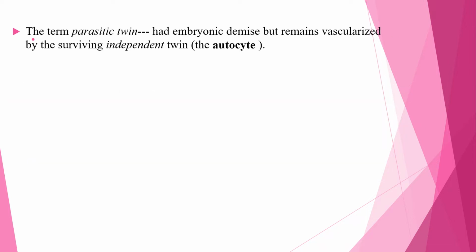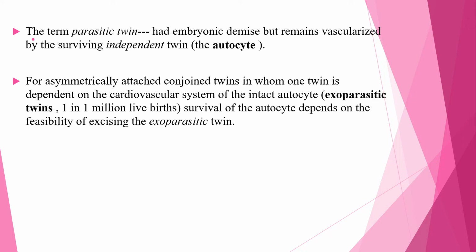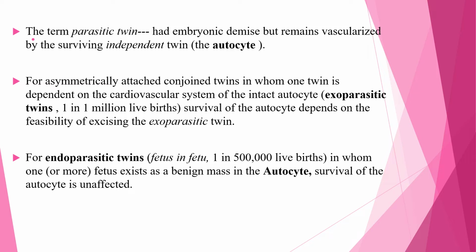The other is about the issue of parasitic twin. Parasitic twin means embryonic demise occurs in utero but the twin remains vascularized by the surviving independent twin. For asymmetrically attached conjoined twins, in whom one twin is dependent on the cardiovascular system of the intact twin, that means exoparasitic twins, survival of the intact twin depends on the feasibility of excising the exoparasitic twin. For endoparasitic twins, which means fetus in fetu, in whom one fetus exists as a benign mass in the other, survival of the host is unaffected.